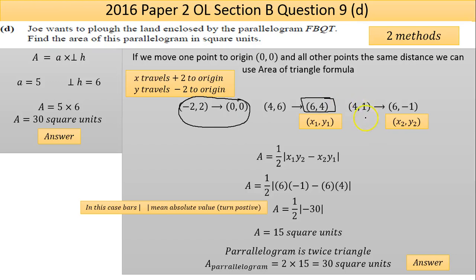I'm moving the other vertices the same distance, so adding 2 to the x value, taking 2 from the y value. Okay, so I end up with the point 6, negative 1. Now, on the diagram here, I've labeled them x1, y1, x2, y2. So I put them through the formula.